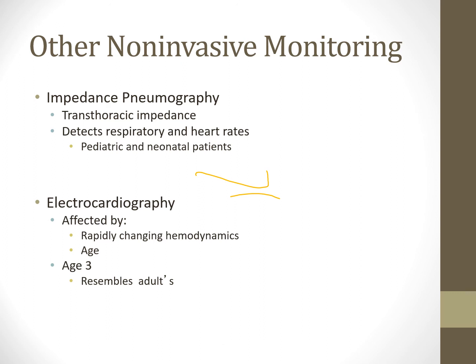Electrocardiography is affected by changes in hemodynamics and age, so you'll see a little bit of difference there. You might have to do a neonate EKG, and I'll show you guys how to do that as well, if you don't already know. And then by age 3, their EKG resembles an adult's. There are little things you'll have to look at, but you might have to do a 12-lead, especially if you're at a hospital where the RTs are doing the 12 leads as well.